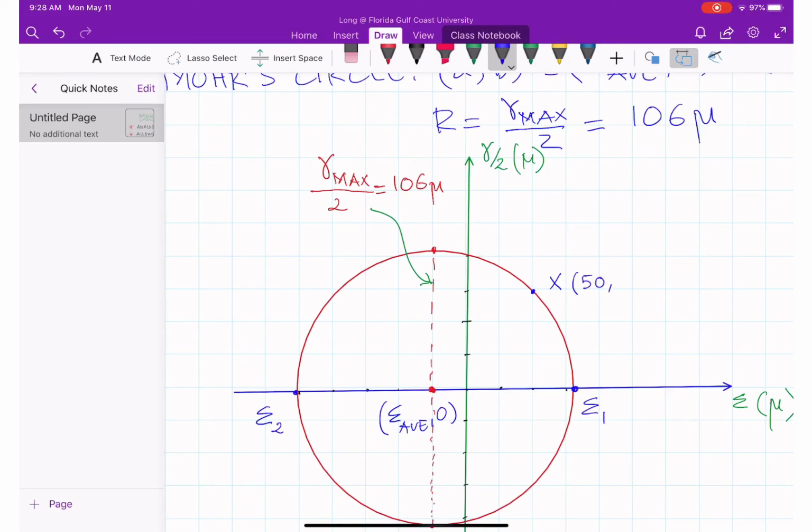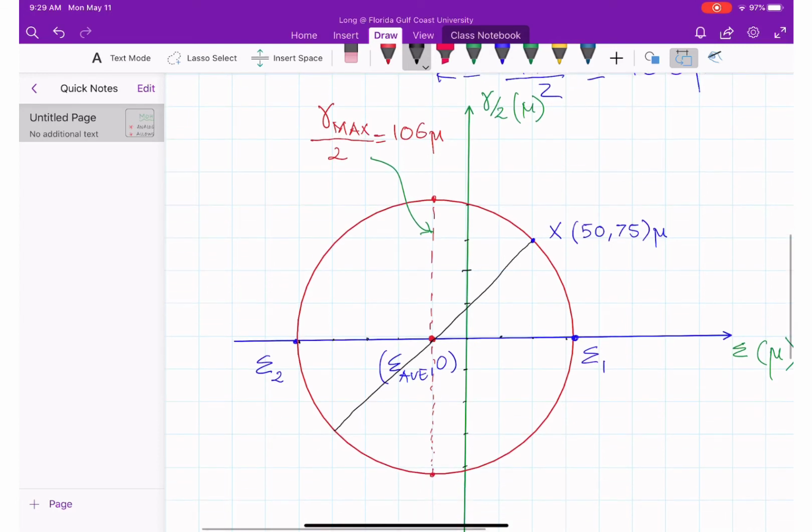and 75 for gamma over 2. Again, it's gamma over 2, not gamma, and the unit is micro. That is the x plane, so you have that one correct. For the other, the y plane, from x just draw a line through the center and through the other point, and that is definitely the y plane.